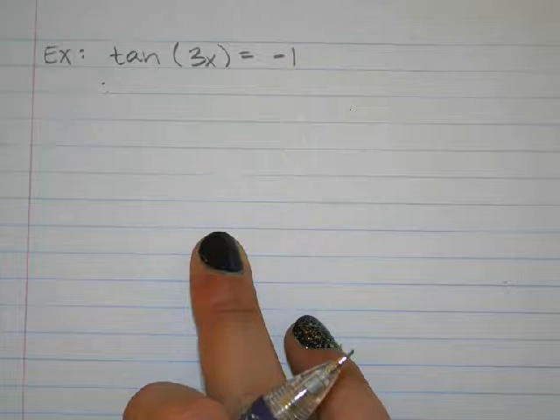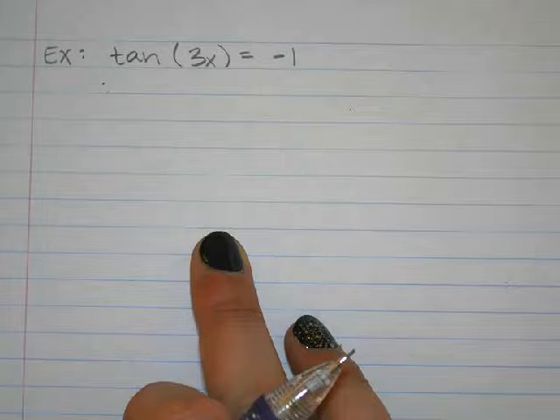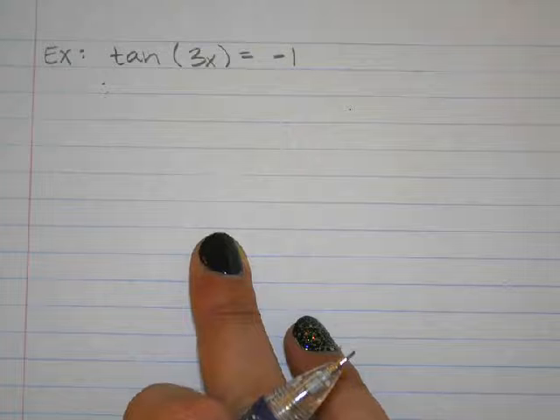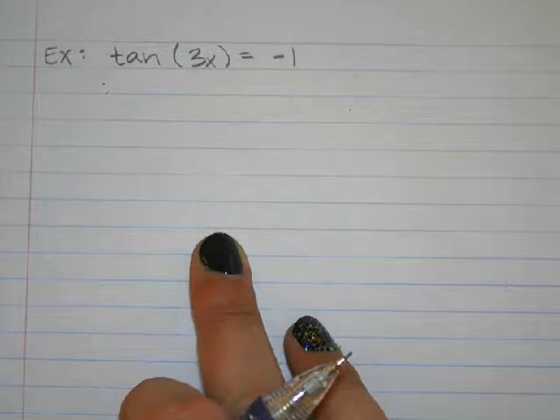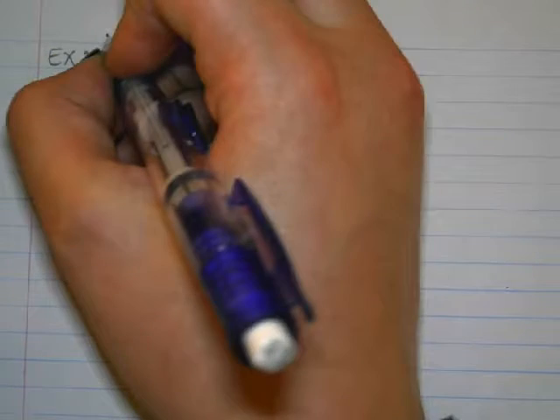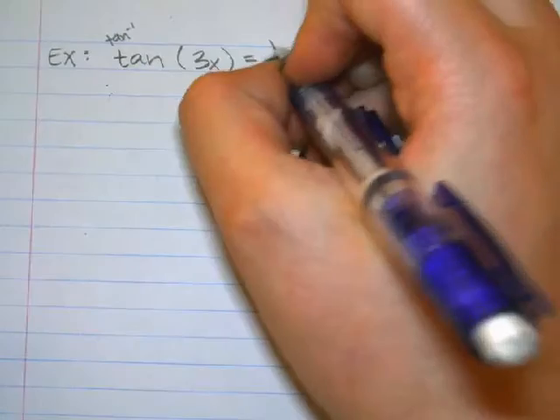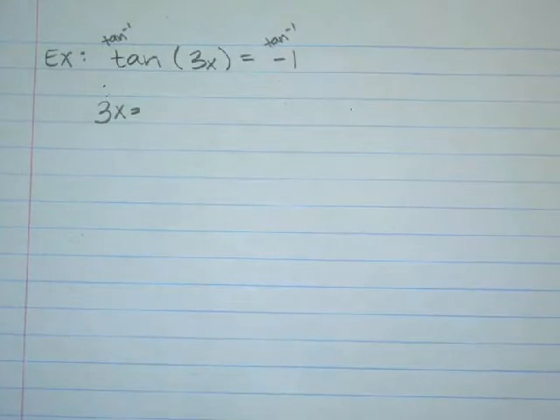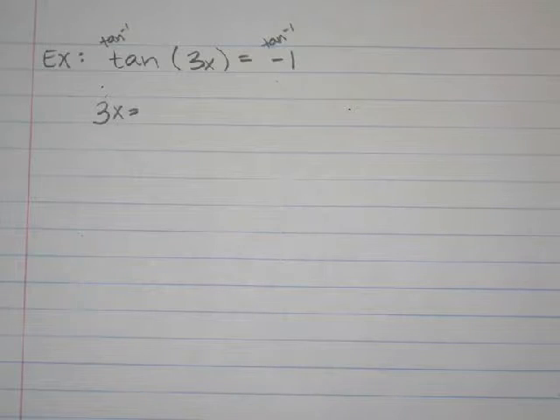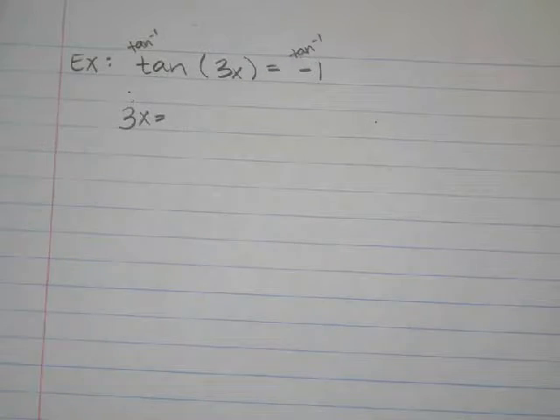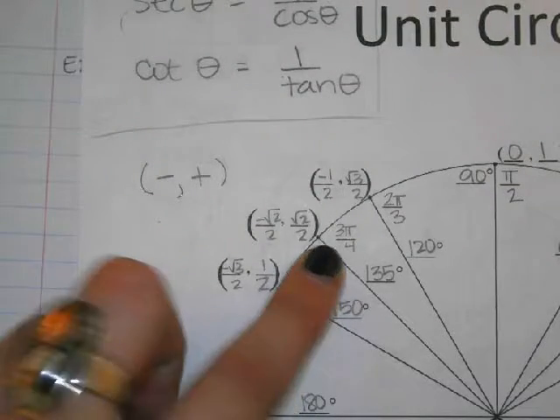Well, think about it. Is this a quadrantal angle? It's not, because it's tangent. So we're looking for a y divided by x that simplifies to be 1. We're not actually looking for a -1. Okay? All right, so first thing I need to do is take the tan inverse, right? And so I've got 3x equals, and I'm looking on my unit circle where I can see a y coordinate divided by an x coordinate that becomes -1. 3 pi fourths and 7 pi fourths.